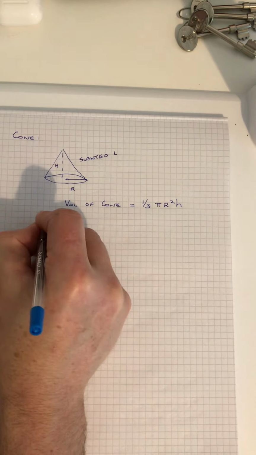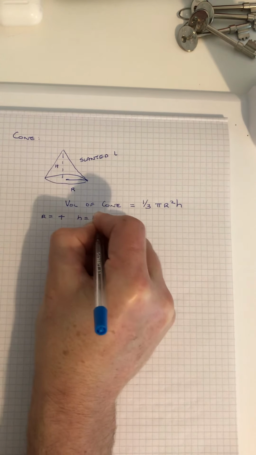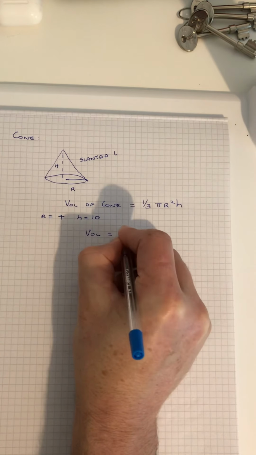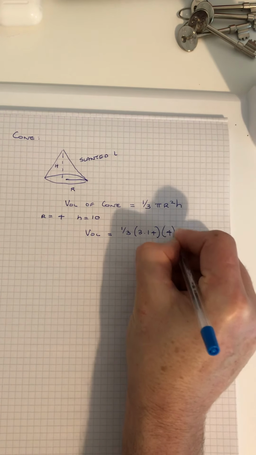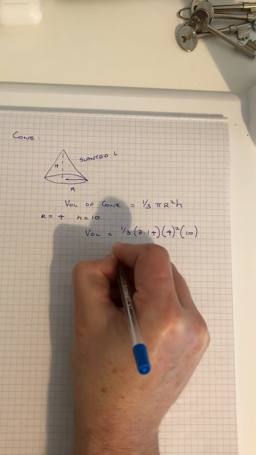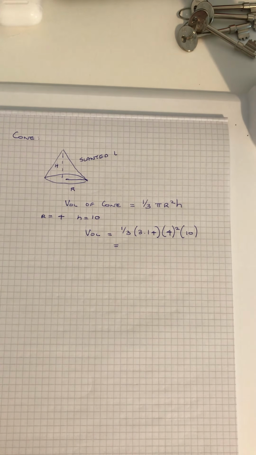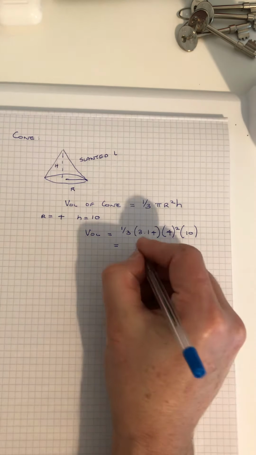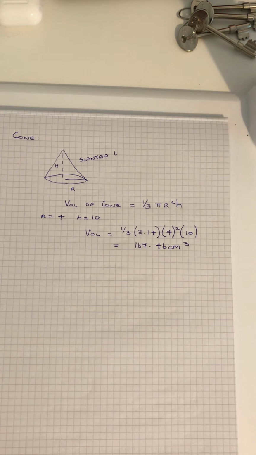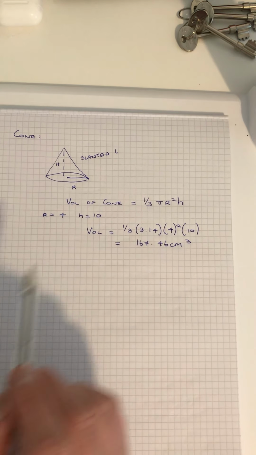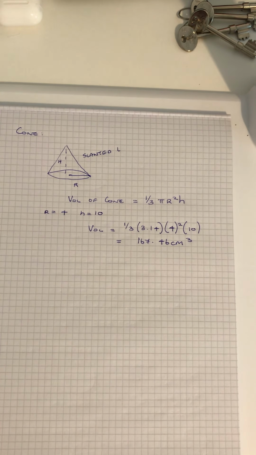So in this case, if r was 4, the height is 10, our volume would be equal to 1/3 times 3.14 times 4 squared times 10, which is equal to 167.46 centimeters cubed. Okay? Now, that's the volume of a cone, a sphere, and a cylinder for you, right?